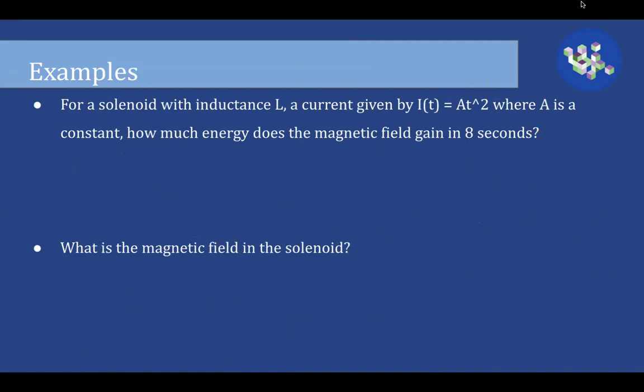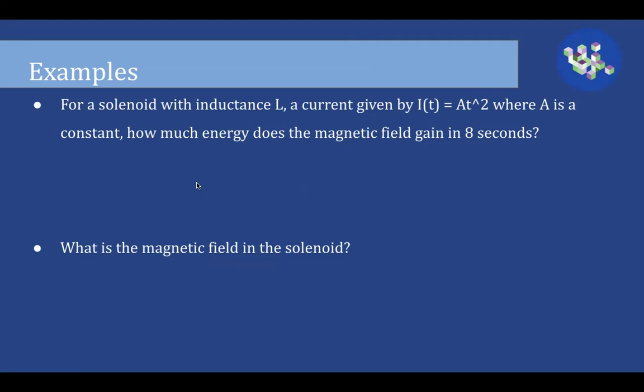Okay, so here are some examples. First one, for a solenoid with inductance L, a current given by I(t) equals A t squared, where A is a constant. How much energy does the magnetic field gain in 8 seconds? Also, what is the magnetic field in the solenoid? Maybe a few minutes to do this.